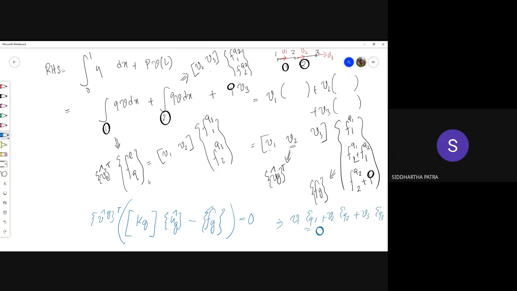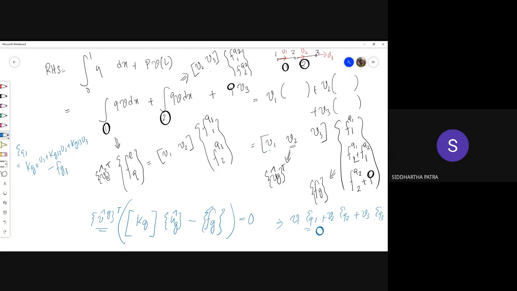For example, eq1 is kg11 u1 plus kg12 u2 plus kg13 u3 minus fg1, and so on, and this equals 0. This whole dot product can be represented like this.